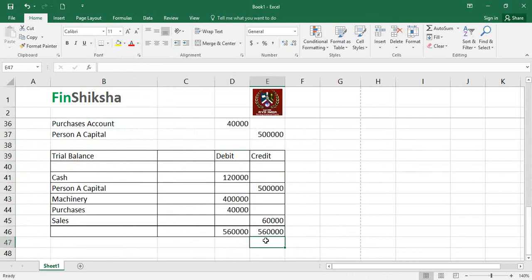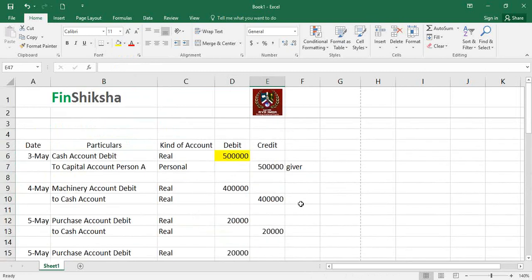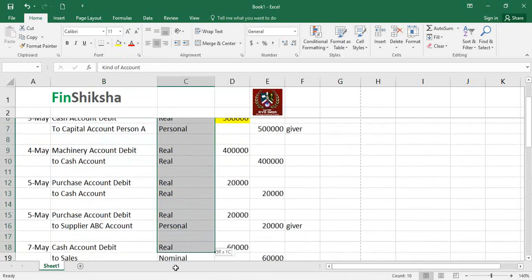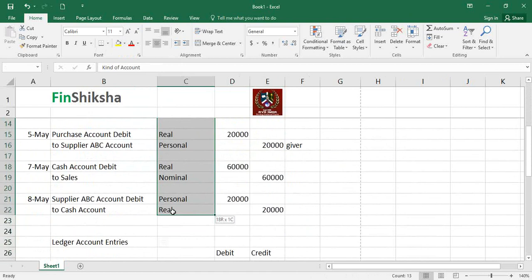trial balances, right? We'll try a few more examples in subsequent videos, and I would urge that you also try some of these examples on your own. The trick is to understand what is getting debited and credited, and it will come automatically if you can classify what kind of account each of these accounts is.